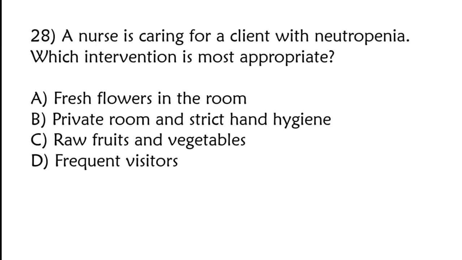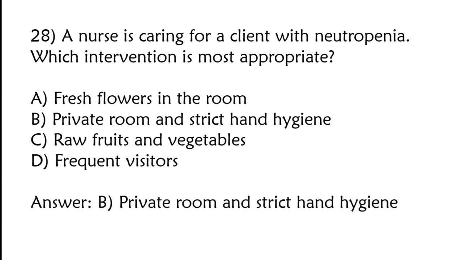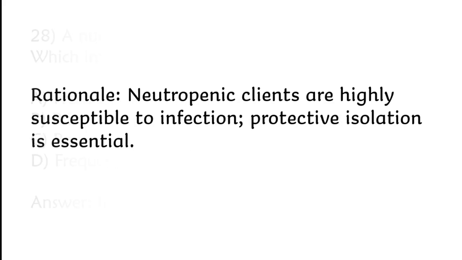A nurse is caring for a client with neutropenia. Which intervention is most appropriate? Correct answer is B. Private room and strict hand hygiene. Rationale: neutropenic clients are highly susceptible to infection. Protective isolation is essential.